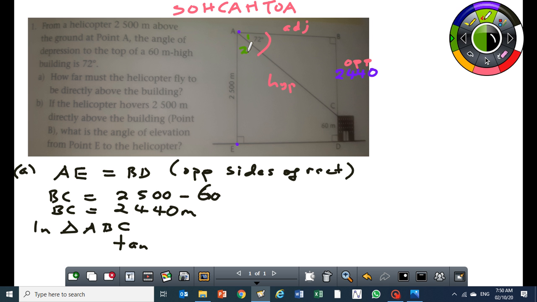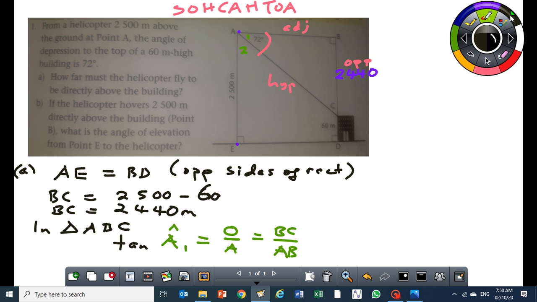Based on my labeling, tan A1 is going to be equal to my opposite side over my adjacent side. What's my opposite side? It's BC. My adjacent side is AB. I don't have enough space, so I'll try to squeeze it here on the page. I don't want to go to the next page.